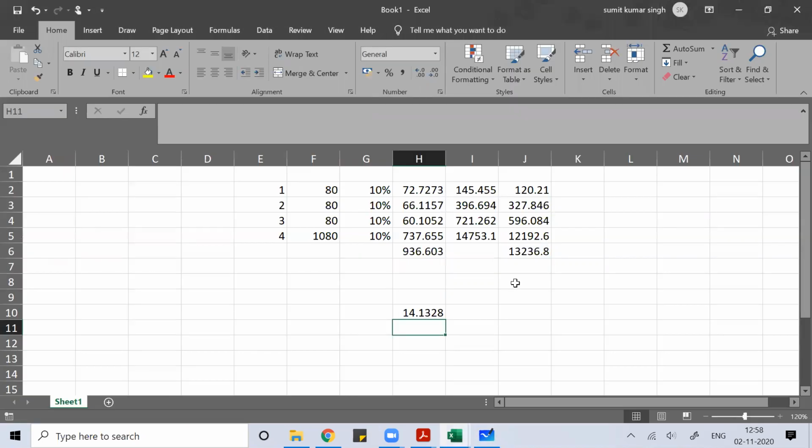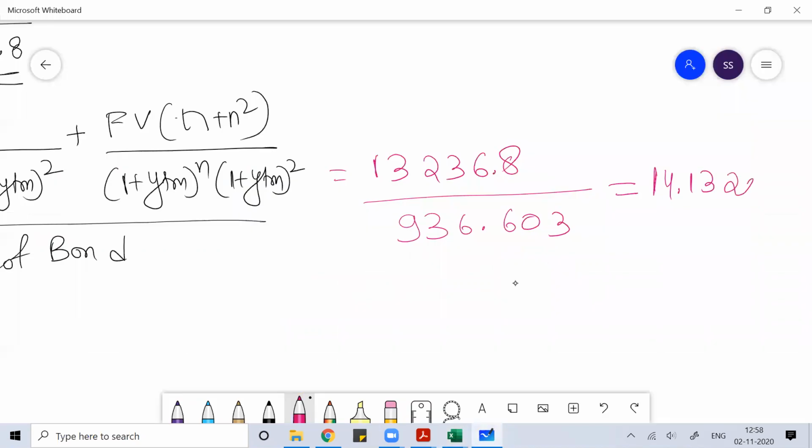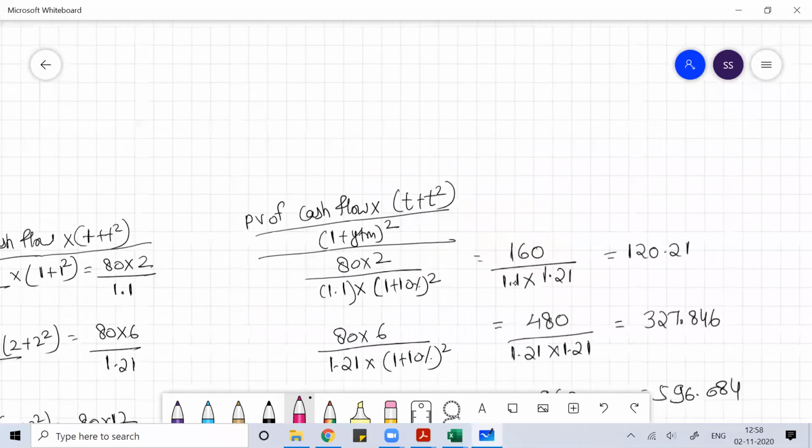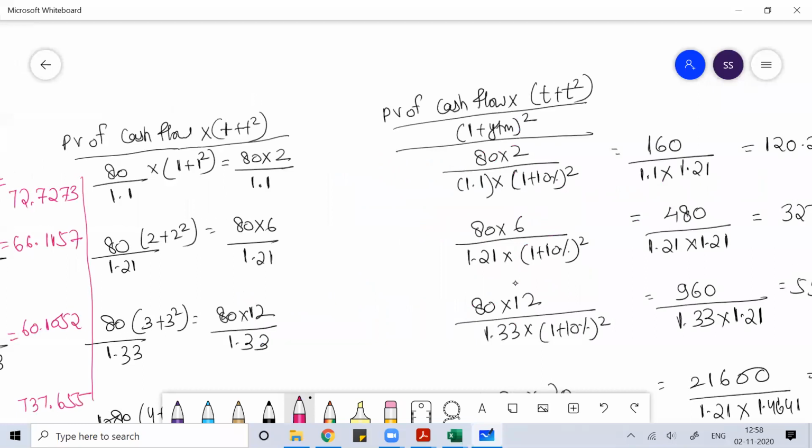14.1328. This is the convexity of the bond. Okay. Anyone, any doubt?